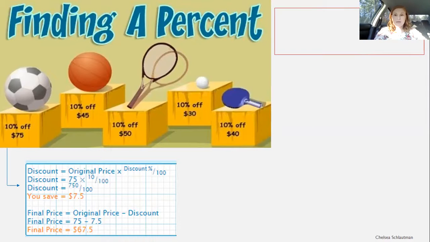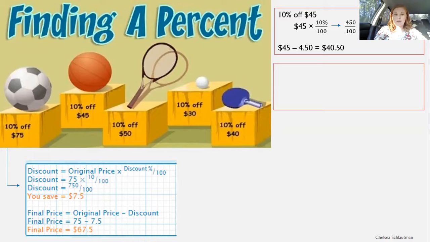Next, we're going to look at the basketball. So we have 10% off of $45. We're going to arrange this the same way we did on the last problem. $45 times 10 over 100, and that's going to look like 450 over 100. Divided, that would be $4.50. So we're going to subtract that from our original price of $45, and we're going to get our new price of $40.50.